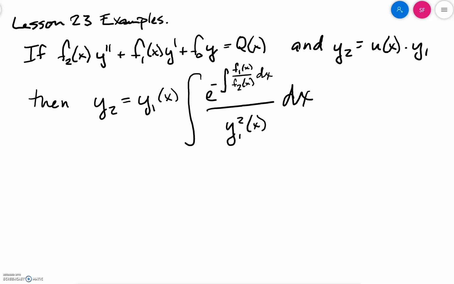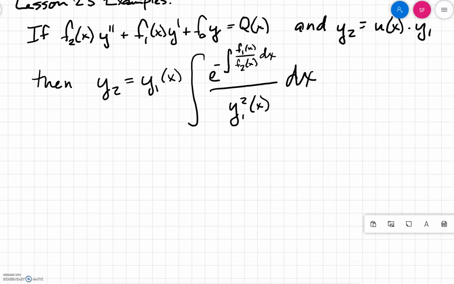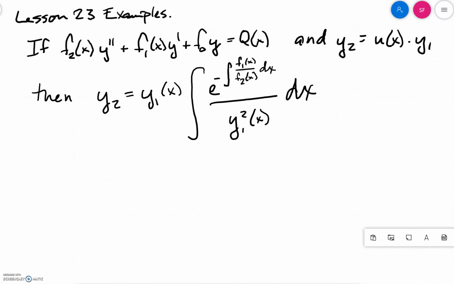So let's do some examples for lesson 23, reduction of order, which says that if you're given one solution, then you can find another solution. So we came up with this formula last time, and let's actually use it. So the first example I have is y double prime minus y equals 0.